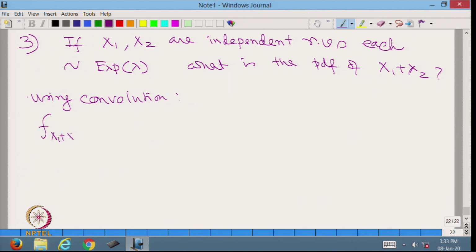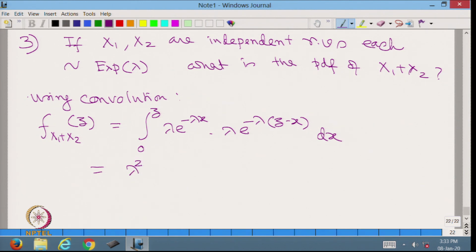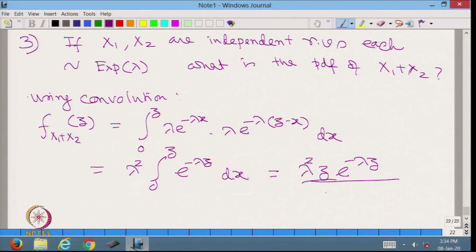F of x1 plus x2 at a point z is equal to the integral from 0 to z of lambda e to the power minus lambda x multiplied by lambda e to the power minus lambda (z minus x) dx, which is equal to lambda square times the integral from 0 to z of e to the power minus lambda z dx, which is equal to lambda square z e to the power minus lambda z. Thus, we get a new type of density function whose PDF is lambda square z into e to the power minus lambda z.